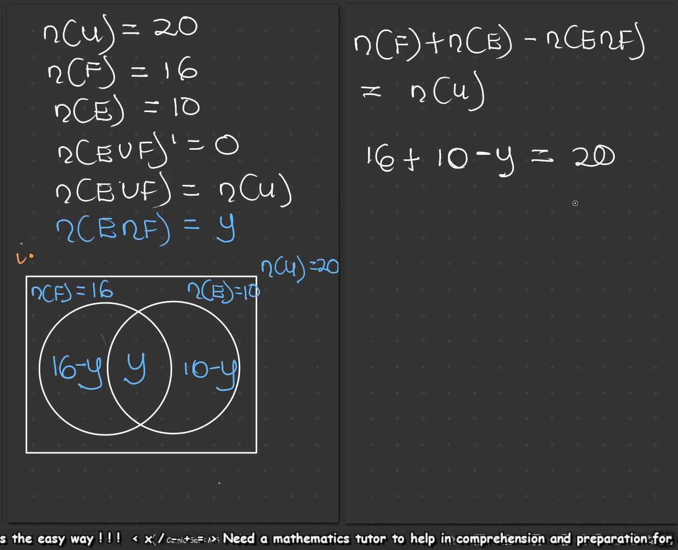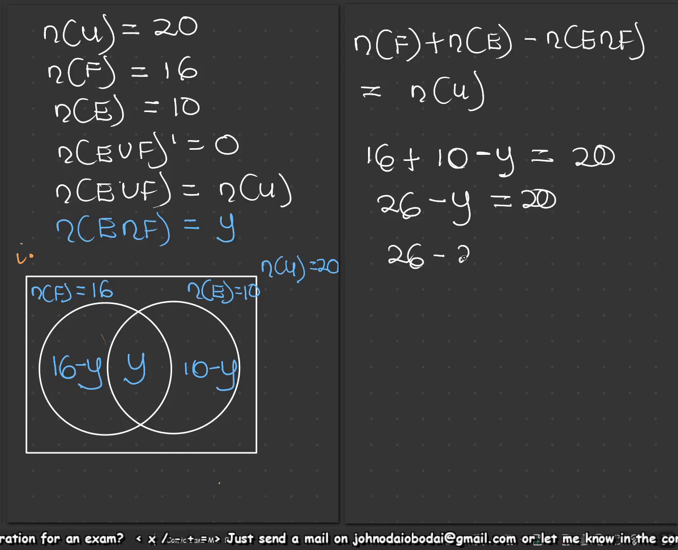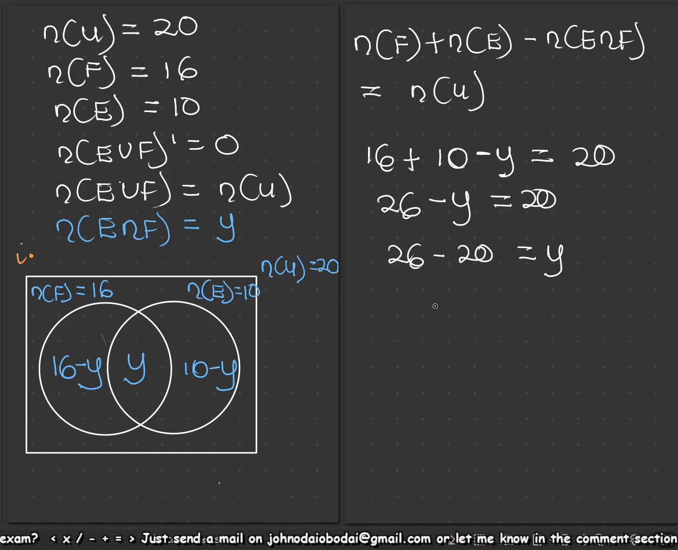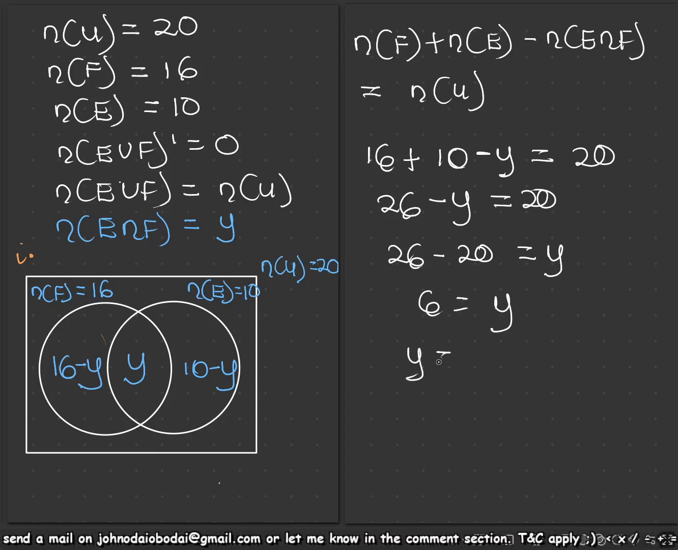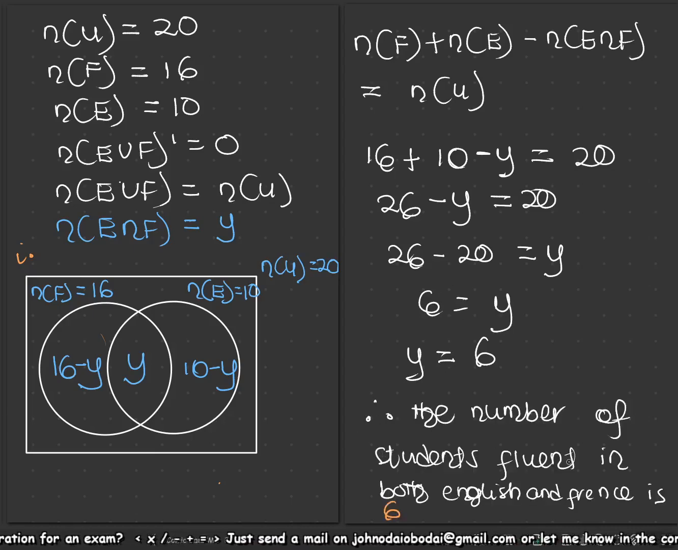At this point, it's about making y the subject. So you are going to get 26, that is 16 plus 10, then minus y is equal to 20. Then making y the subject, we have 26 minus 20 is equal to y. 26 minus 20 gives us 6. So we have y being equal to 6. So this implies that the number of students fluent in both English and French is 6. As simple as that.